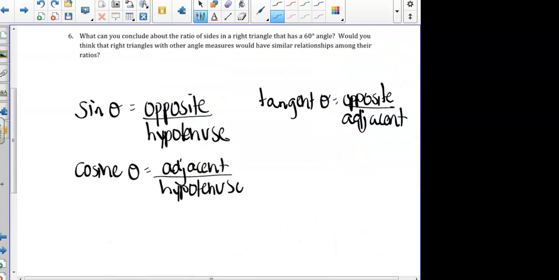So we then wrote down these ratios. The sine of theta will always equal the opposite side in a right triangle from the reference angle divided by the hypotenuse. The cosine of theta is equal to the adjacent side in a right triangle over the hypotenuse, and the tangent of theta in a right triangle is always equal to the opposite side over the adjacent side. Notice that we've said these have to be right triangles. We cannot use sine, cosine, and tangent if the triangle is not right.